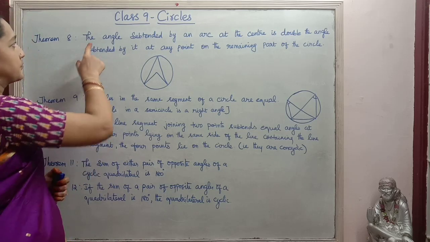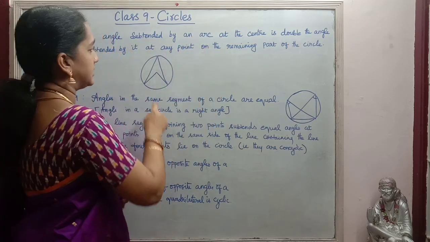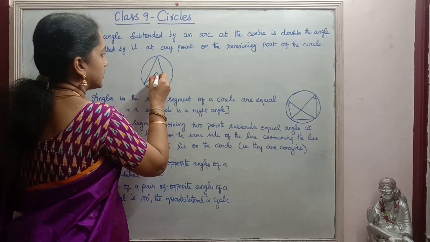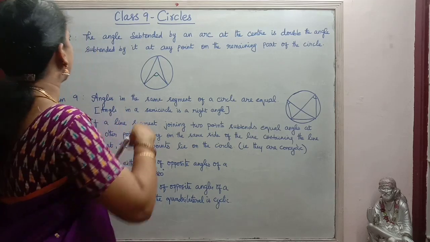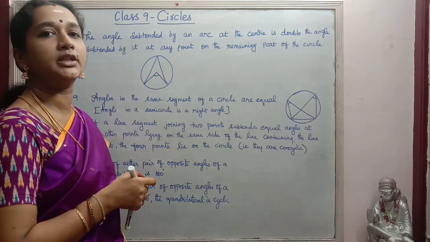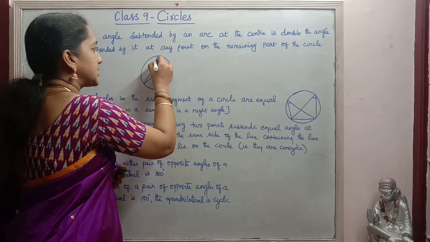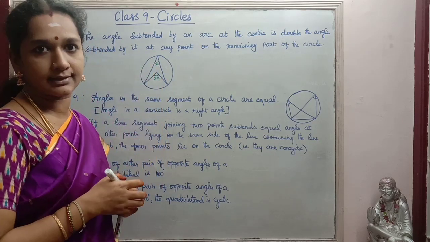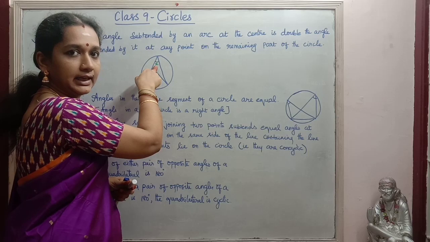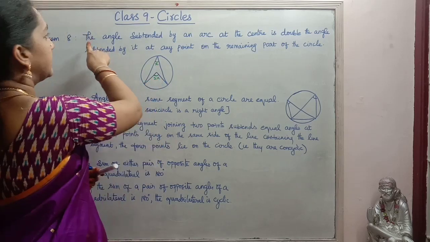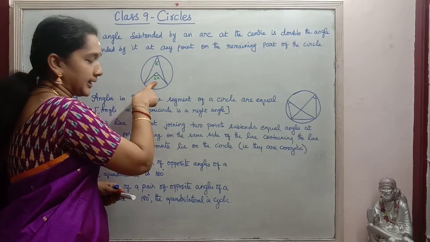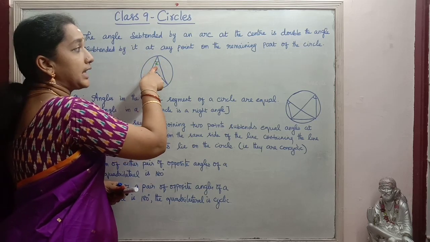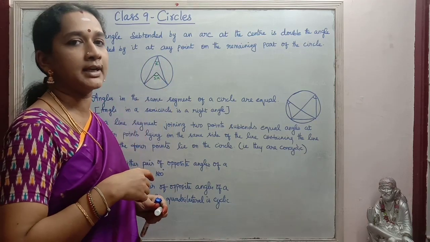Then theorem 8. The angle subtended by an arc at the center is double the angle subtended by it at any point on the remaining part of the circle. Suppose this angle is x, then the angle subtended at the center will be 2x. If we are getting 30 degrees here, this angle will be 60 degrees.